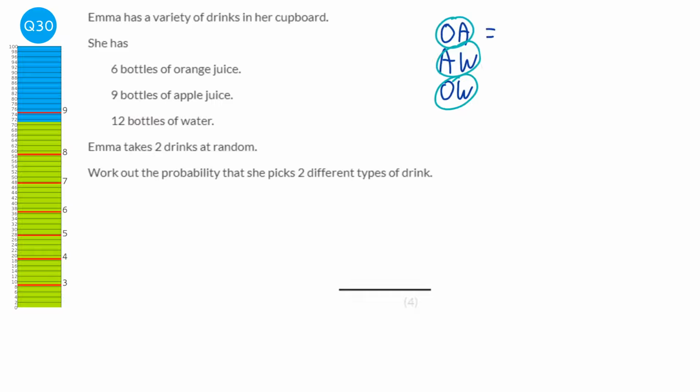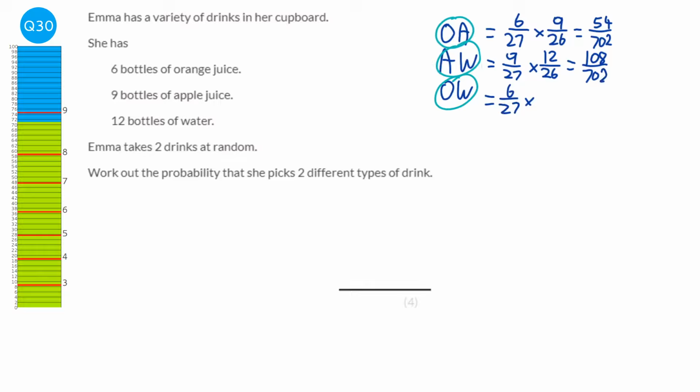To work out the probability of O and then A, so orange juice then apple juice, the probability of picking orange juice first of all is 6 over 27. And then if we picked an orange juice, the probability of picking an apple juice would be 9 over 26. And so that would be 54 over 702. Apple juice then water would be 9 over 27, and then 12 over 26, and so that would be 108 over 702. And then orange juice then water will be 6 over 27 and 12 over 26, and that would be 72 over 702.